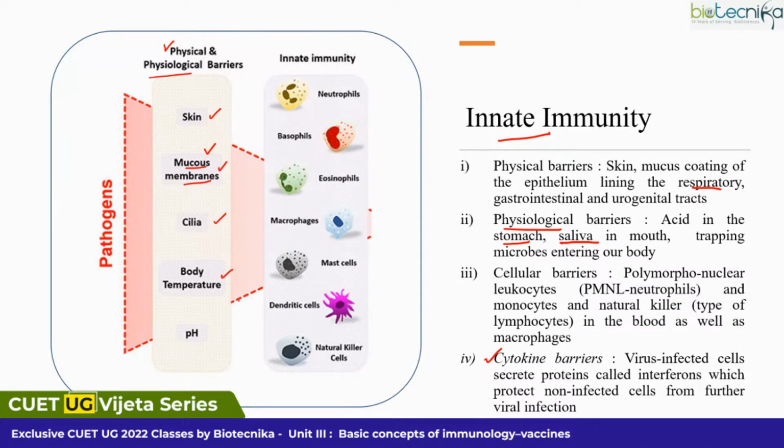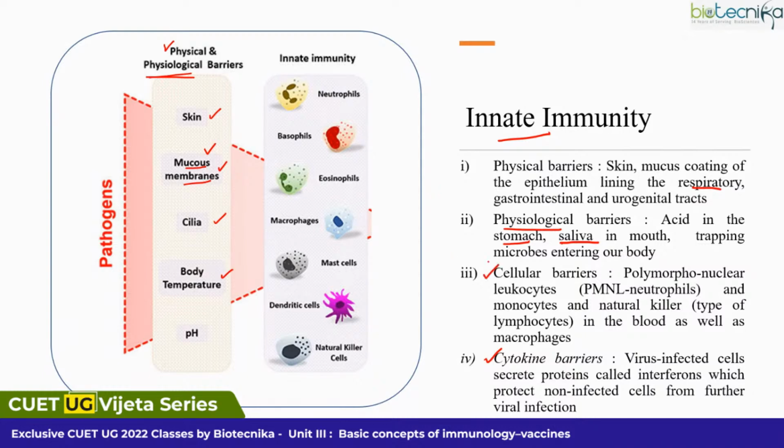Apart from that, even body temperature is such that many pathogens cannot thrive on it, they cannot colonize. They cannot grow at that temperature. So temperature and pH come under the physiological barriers. These are also a part of your innate immunity.